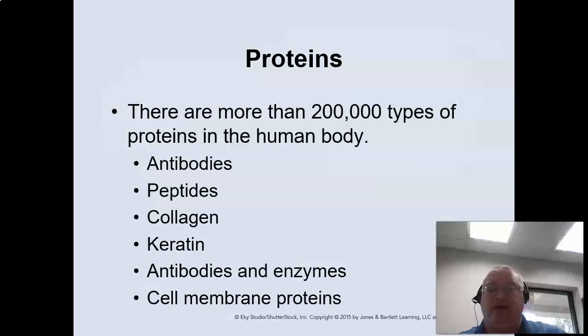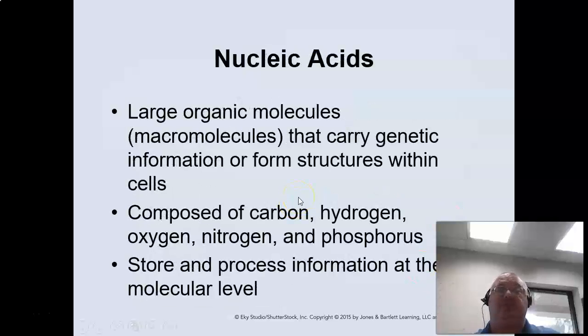Now, there are more than 200,000 types of proteins in your human body. Wow, that's a lot. Keratin, by the way, is in skin and nails. Collagen is in tissues and skin systems, but also inside the muscles there are collagen fibers as well. Peptides, antibodies, which also have enzymes with them. And then your cellular membrane proteins, okay? So all of these things are made of proteins. That's what a lot of our cells do, protein synthesis, okay?